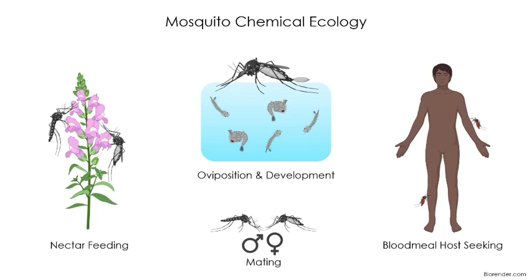And so mosquitoes will seek out flowers for nectar feeding. Both males and females will do that. Females will seek out hosts, like you and me, for the purpose of blood feeding. Females need the protein and lipids in blood in order to produce eggs for reproduction.